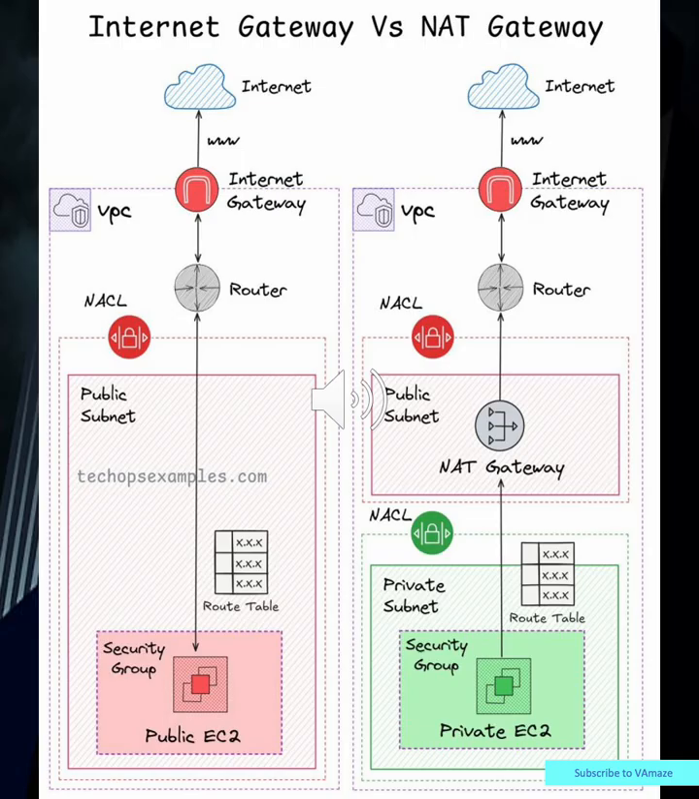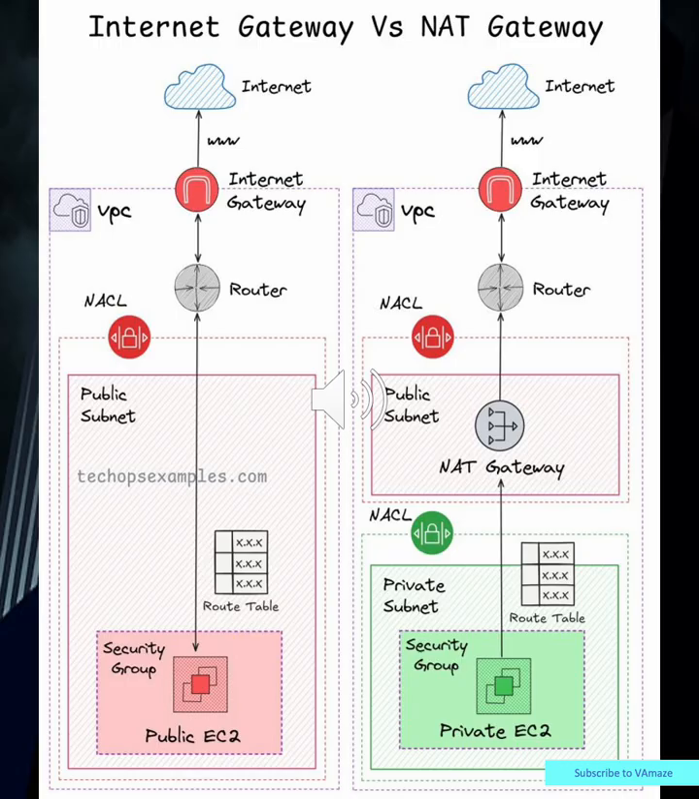The architecture is straightforward: Internet, Internet gateway, router, public subnet, your EC2 instance. Every component in this path can be reached from the outside world, which is exactly what you want for public-facing services.